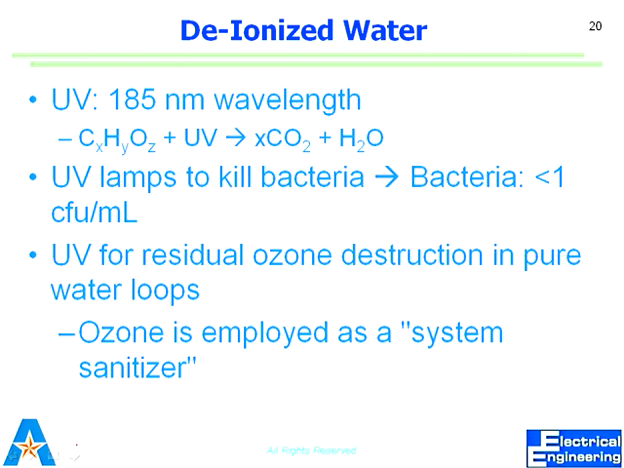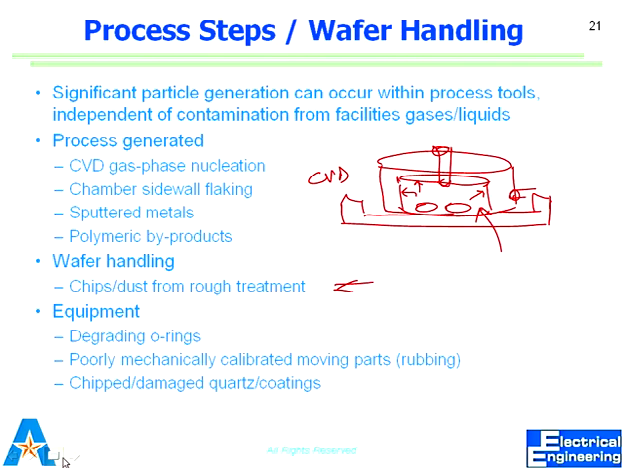We want to control how much we clean. We don't want to eat away the pipes. So we want to remove ozone, but we want to use it as a system sanitizer also, a controlled amount of ozone. So that's also something that's coming with water. And then this is water. Every cleaning step, or most of the cleaning steps, would require a water rinse at the end.